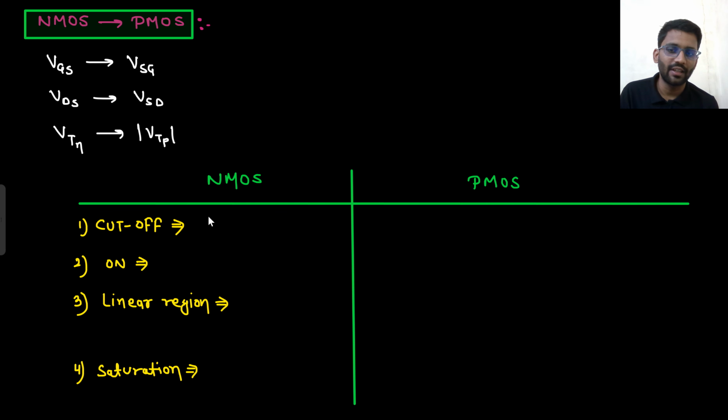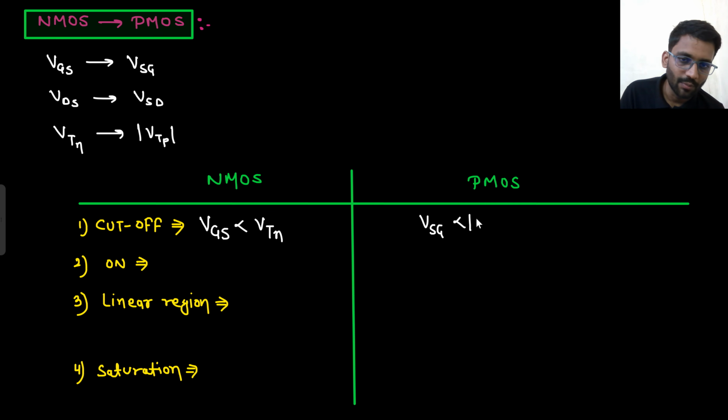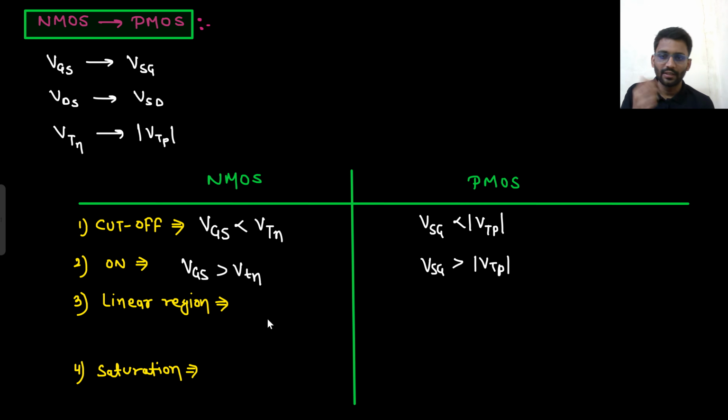So what was the cutoff region in NMOS? VGS should be less than VTN. So here it will be VSG should be less than mod of VTP. That is the cutoff. What will be the on region? VGS should be greater than VTN. Here what will it be? VSG should be greater than mod of VTP. Once you start solving the problems, it will be very easy for you.